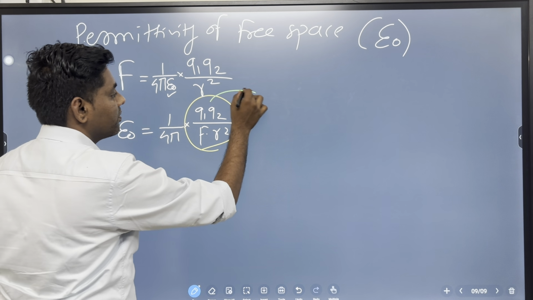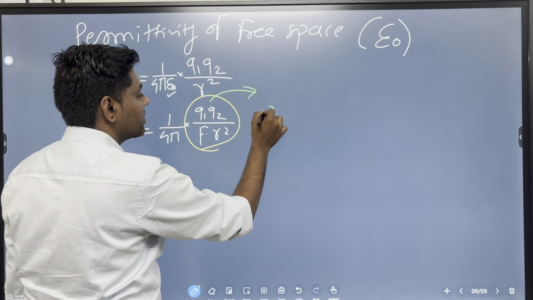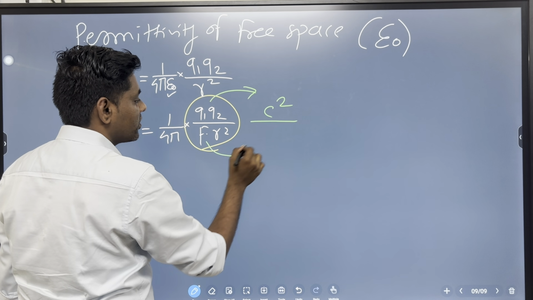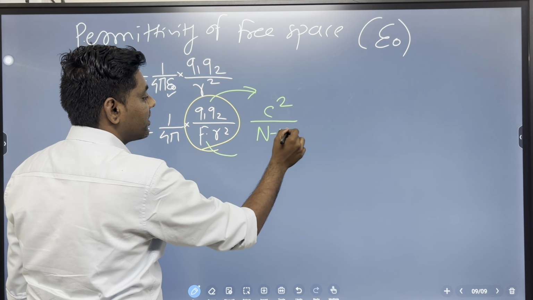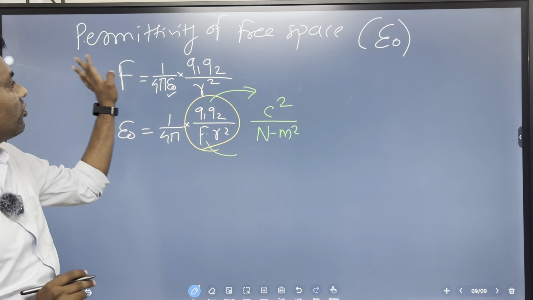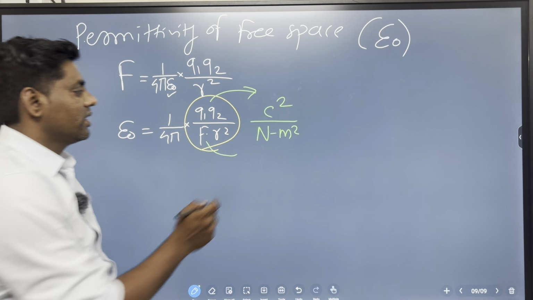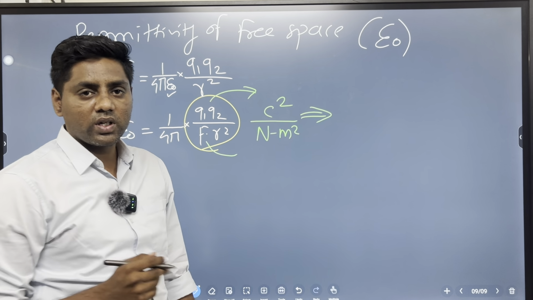It becomes coulombs measuring, that is charges measuring coulombs, and there are two charges. So therefore coulomb square, force measuring Newton, and distance measuring meter, that is meter square. So this is the SI unit you have to remember for the permittivity of free space, and from here we can calculate what is the dimensional formula. So let's calculate.